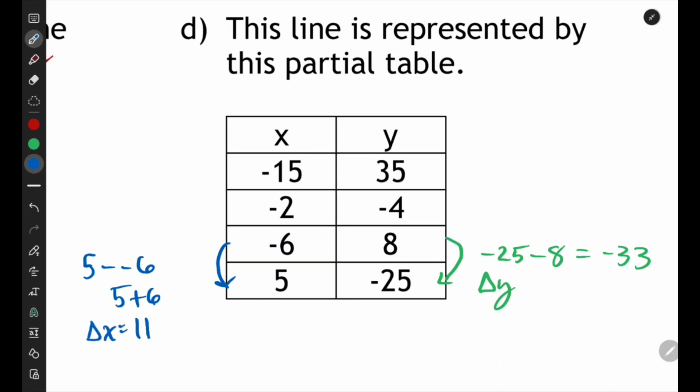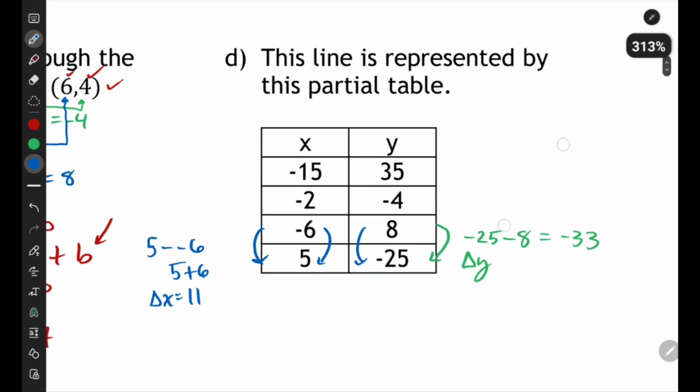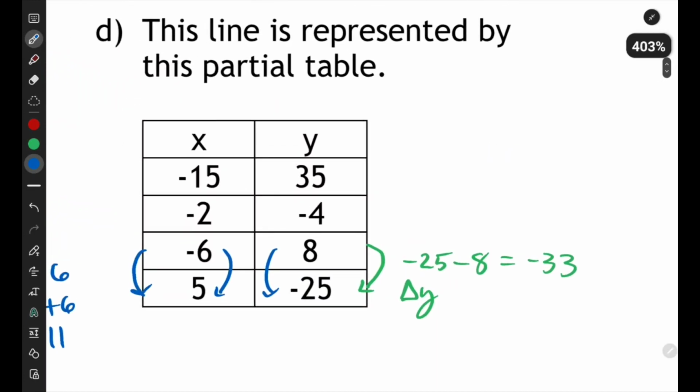So if I'm at -6 and I add 11, I get to 5. And if I'm at 8 and I subtract 33, I would get to -25. So now I know those two values. Let's go ahead and figure out our slope. Our slope is going to be the ratio of that change in y value, -33, divided by the change in x, +11. So it appears that our slope value is -3.